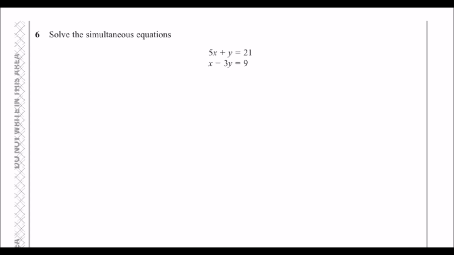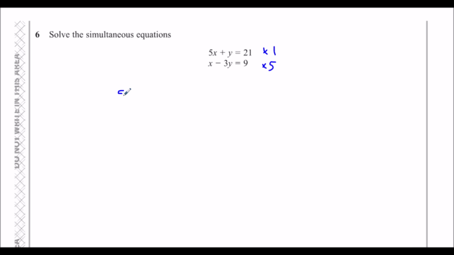Question 6. Solve the simultaneous equations. So we've got 5x plus y equals 21 and x minus 3y equals 9. So we're going to solve them by elimination. So we're going to make either the x's the same or the y's the same. I'm going to make the x's the same. So I'm going to leave the top line as it is and multiply the bottom line by 5.